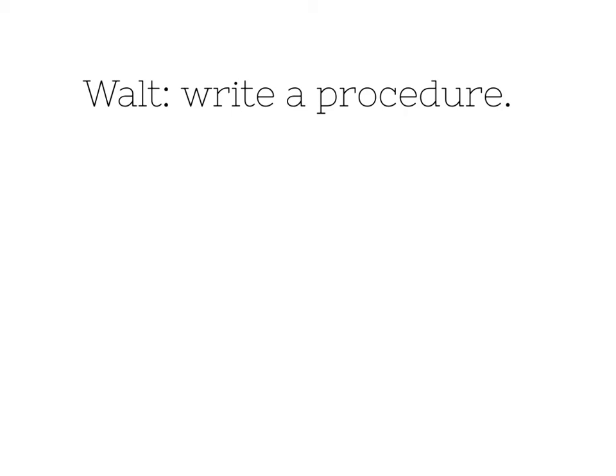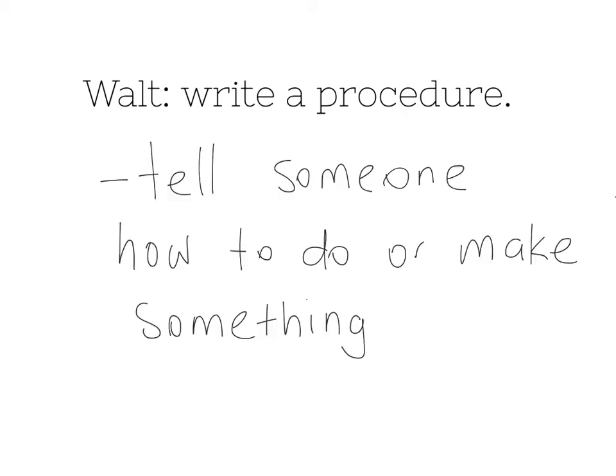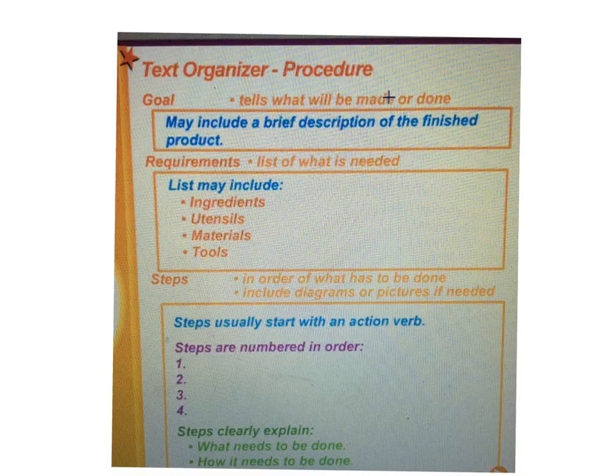We are learning to write a procedure. A procedure is how you tell someone how to do or to make something. A procedure tells us what needs to be made or done. And to do this, we need to just let people know with a title what is going to happen with the finished product.